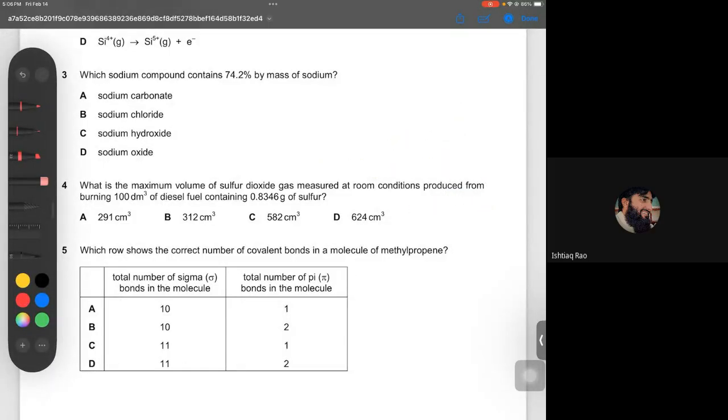So this is question number 4. What is the maximum volume of sulfur dioxide gas measured at room conditions produced from burning 100 joule cube of diesel fuel containing sulfur?